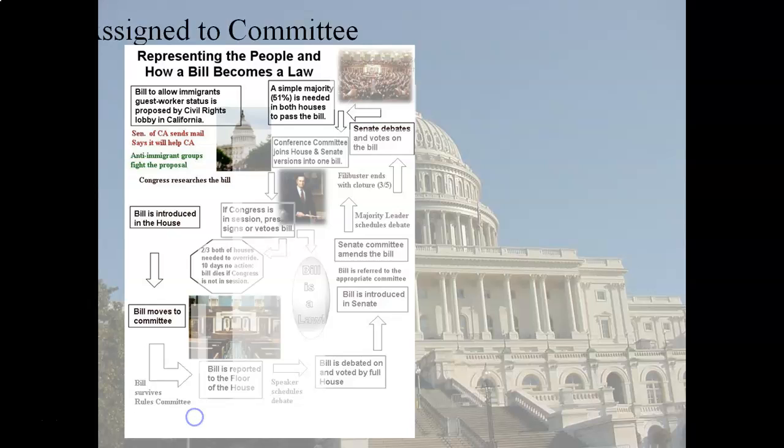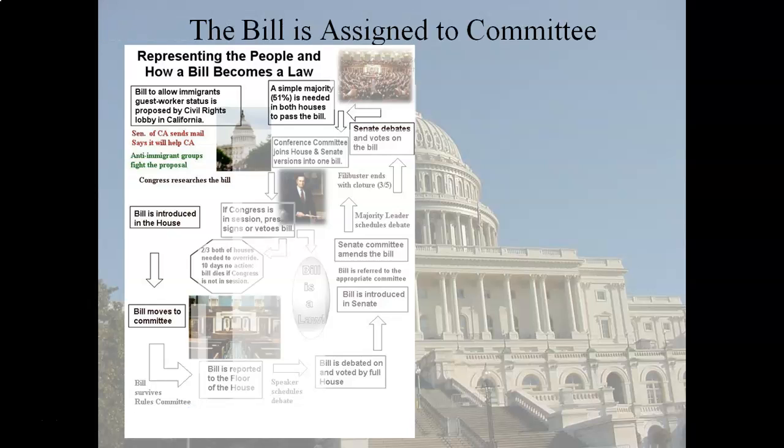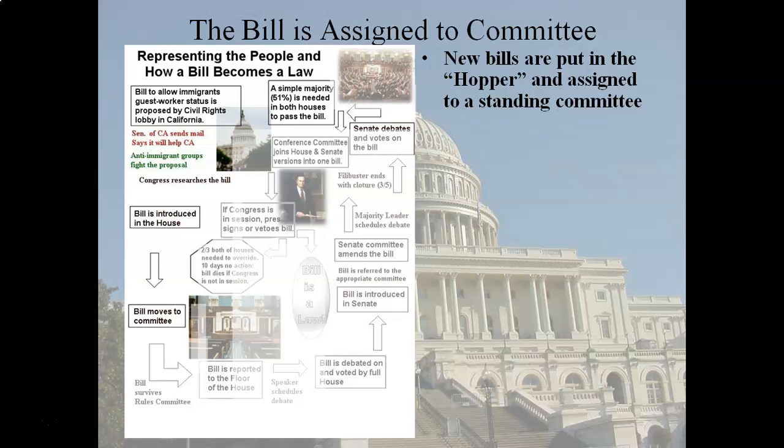Okay, moving on. The bill is going to be assigned ultimately to a committee. So what happens is new bills are put in something kind of like a mailbox. It's called the hopper, and all the bills that are dropped into the hopper will be retrieved and then assigned to the appropriate standing committee, those permanent committees like the Agricultural Committee or Armed Services Committee, those types of committees. And of course it will be assigned to the committee based on the subject matter of the bill.